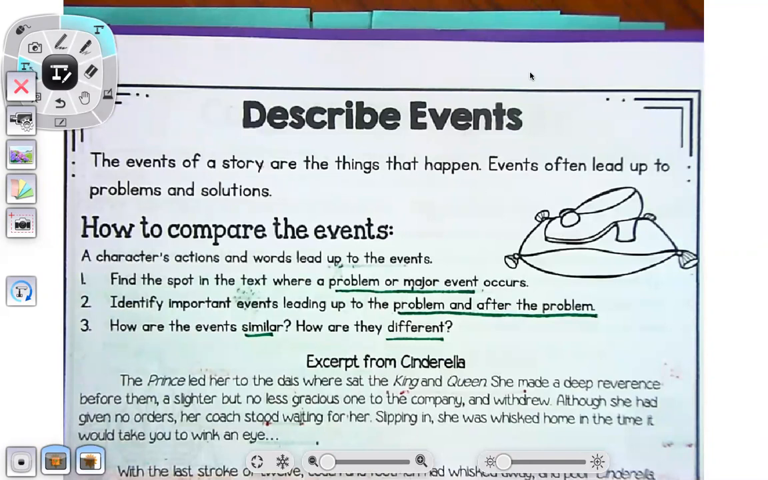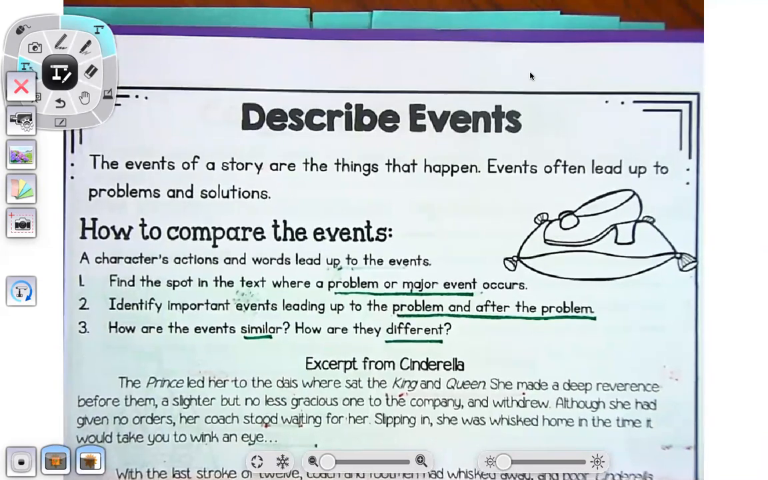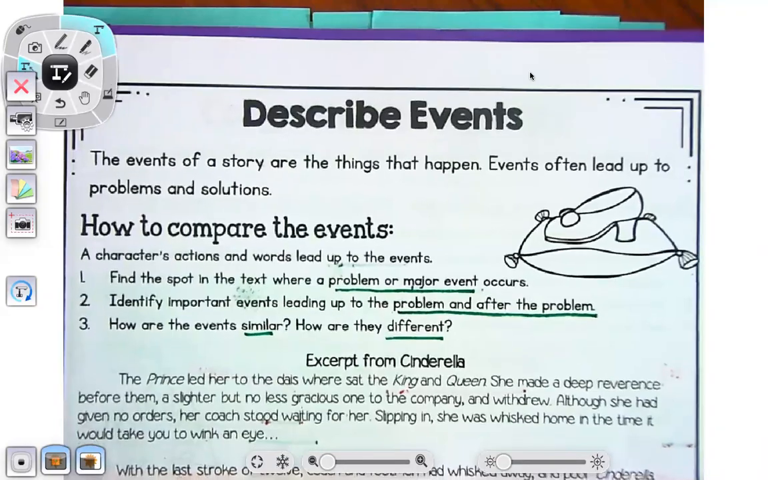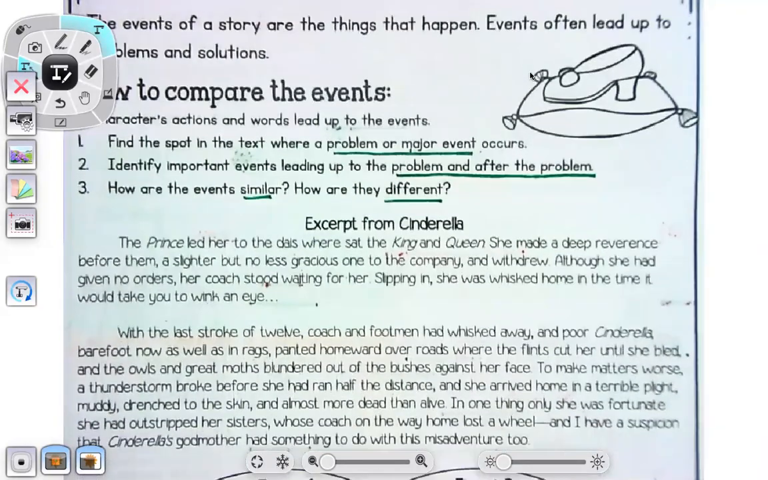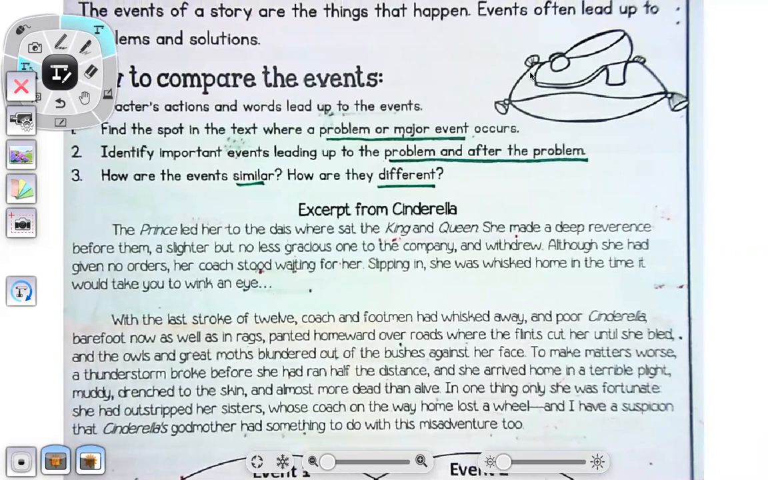First, we need to find the spot in the text where a problem or major event occurs. Then, we need to identify important events that lead up to the problem and after the problem. And third, how are the events similar? How are they different? So I'm going to read from Cinderella, just a small part, two different paragraphs so we can compare.